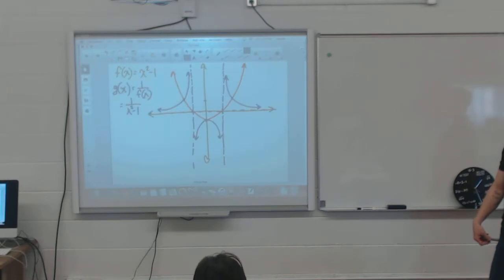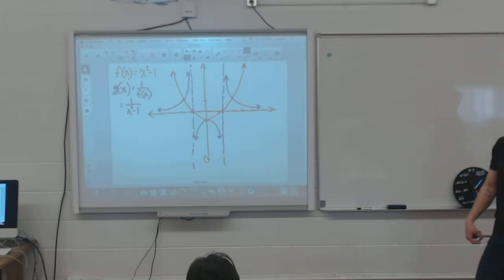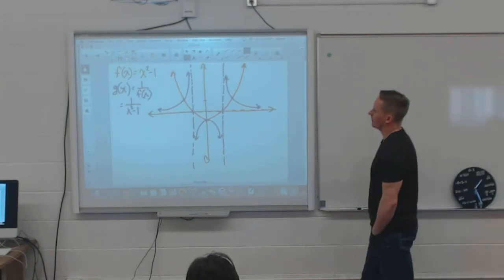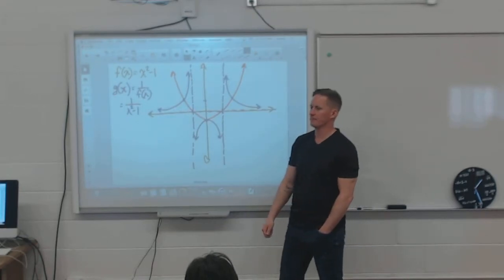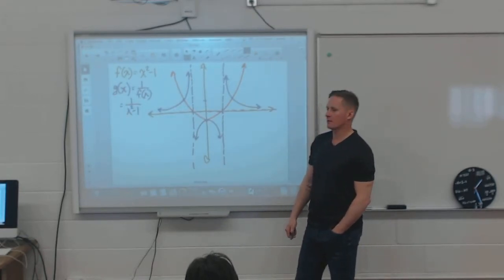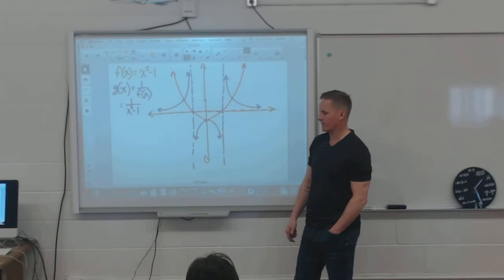Will it ever, on the top there, when they're going up, they'll never cross that asymptote, right? No. They always approach the asymptotes, but they never cross them. Ever. And on the bottom, you know how it goes down? Yes. There's nothing that goes up there.